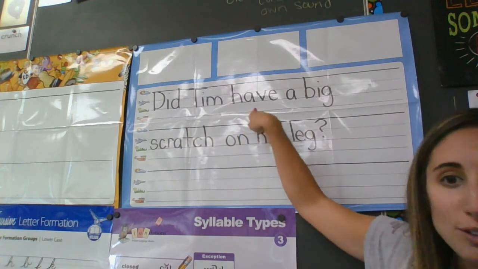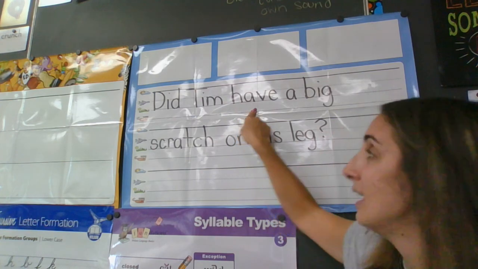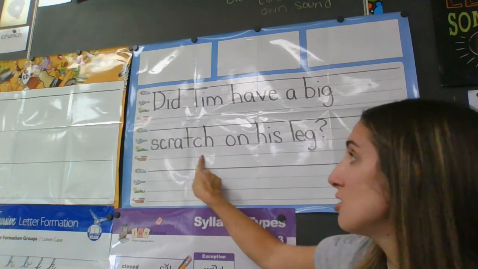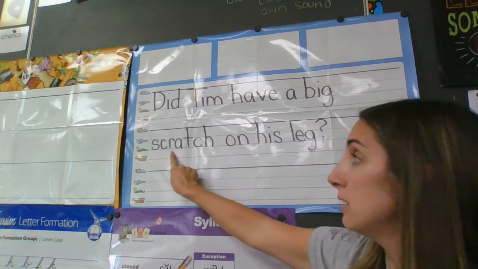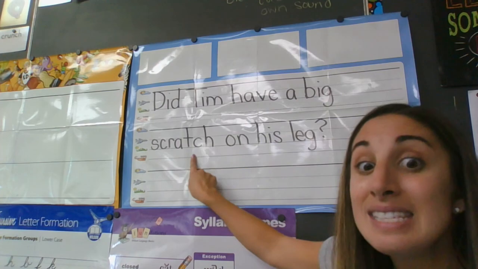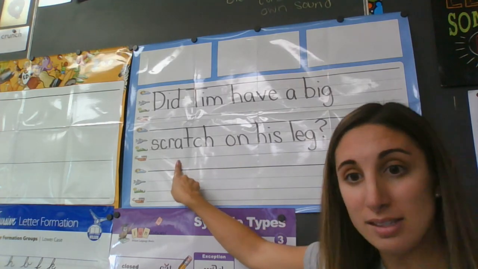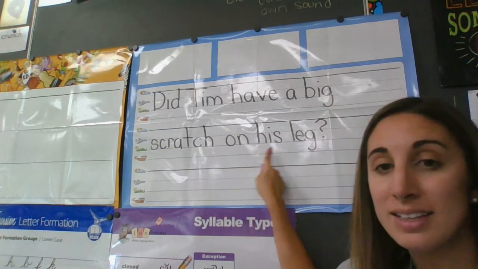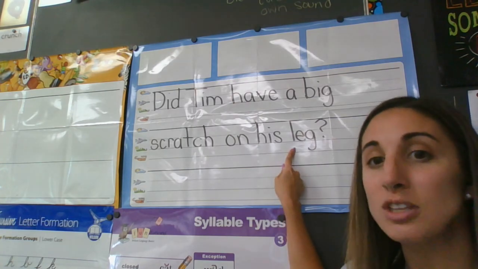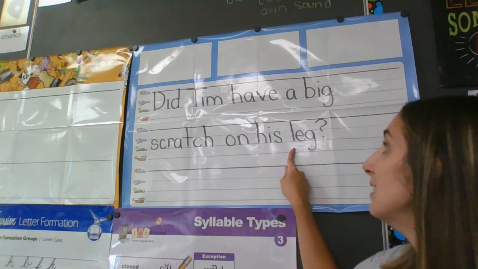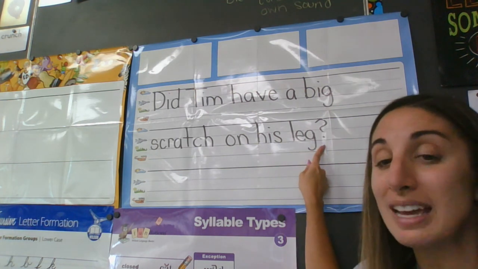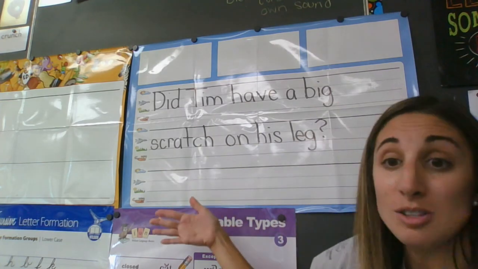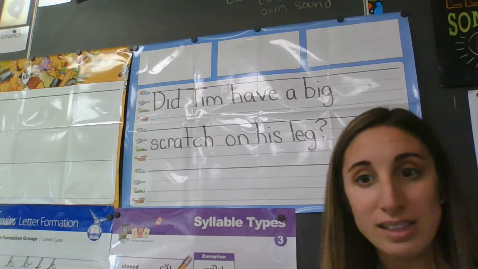Next word, we just went over that word. That's a trick word, have. A, big, check your B's and D's. Look at scratch. That's one that follows the rule. Did you get the 3-letter blend at the beginning? And the TCH follows a short vowel, yes? Scratch should be spelled right. On his, be careful with leg. It's actually L-E-G. And then, did you get the punctuation? It's not a period at the end of this sentence. It's a question mark because we're asking yes or no. Did Tim have a big scratch on his leg?